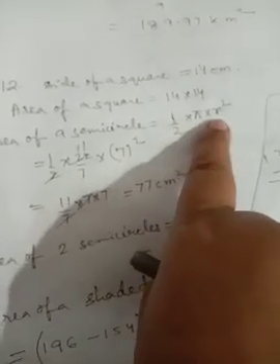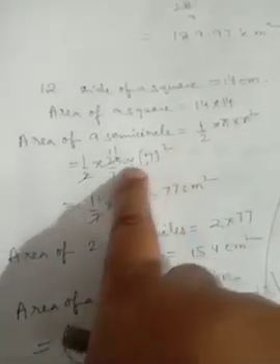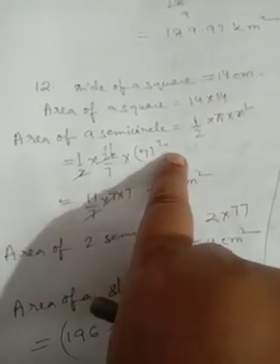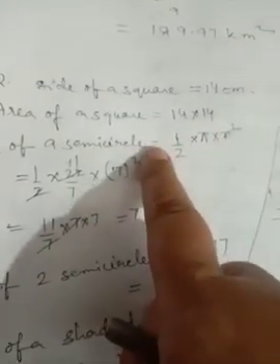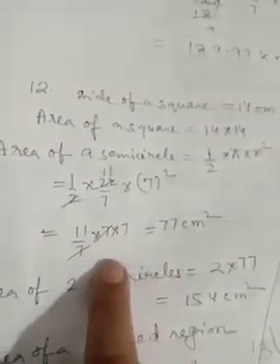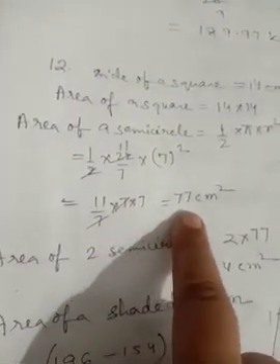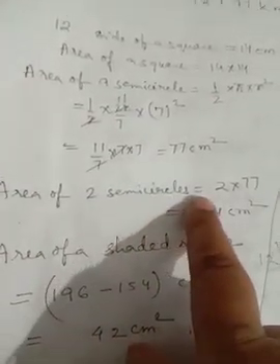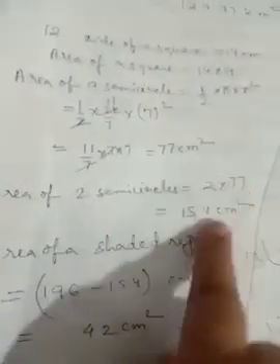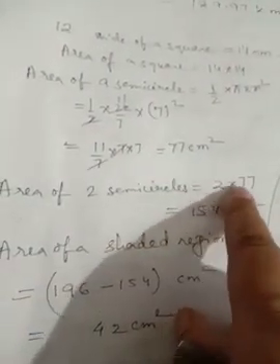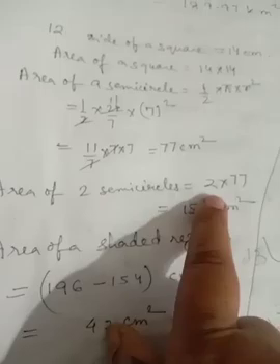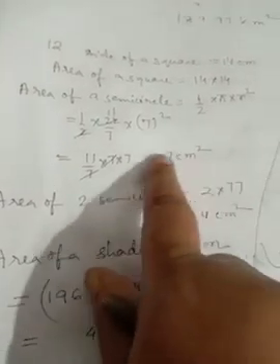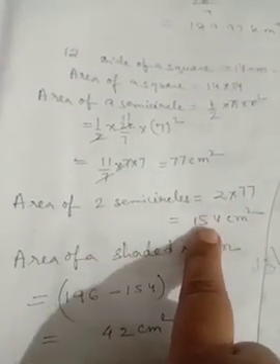So now putting the value of radius as 7, we get half into 22 by 7 into 7 into 7. Area of a semicircle is the half of the area of the circle. So in this way we get the area of the semicircle 77 centimeter square. So area of two semicircles is equal to, then this is the area of one semicircle. Then the area of two semicircles, by multiplying this area with 2 we get 154 centimeter square. Okay, by multiplying 77 with 2 we get 154.